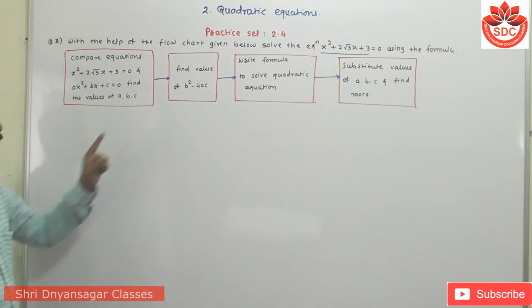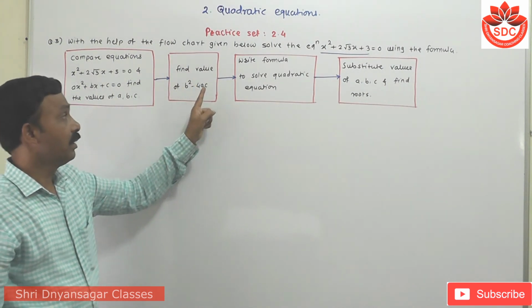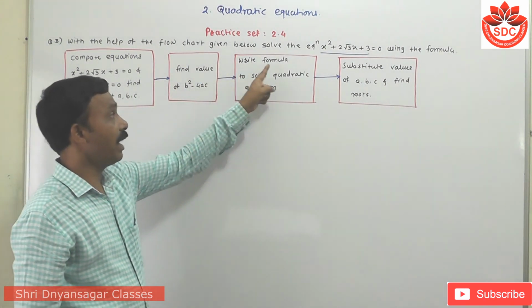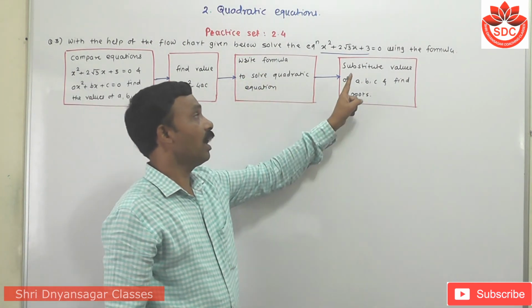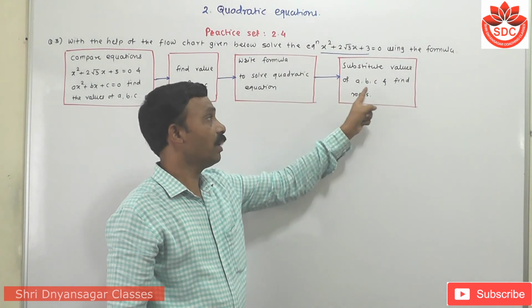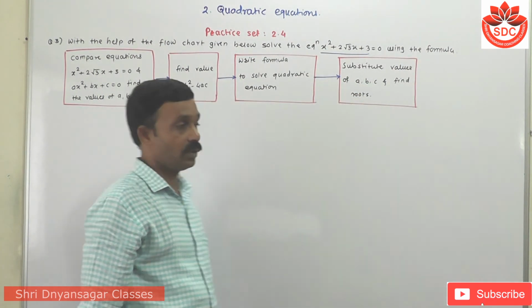This is the first step. This is the second: find the value of b square minus 4ac. This is the third step: write the formula to solve the quadratic equation. And by using this formula, the fourth step is to substitute the values of a, b, c and find the roots. It means that you have to find out the nature of the roots also.